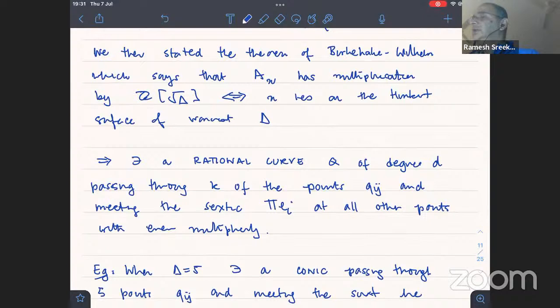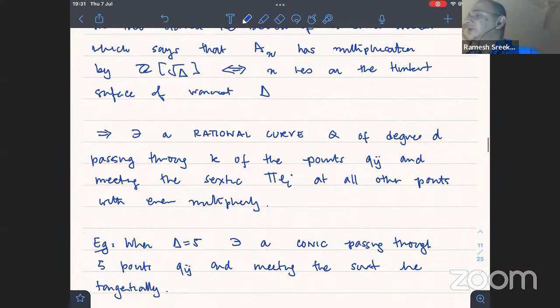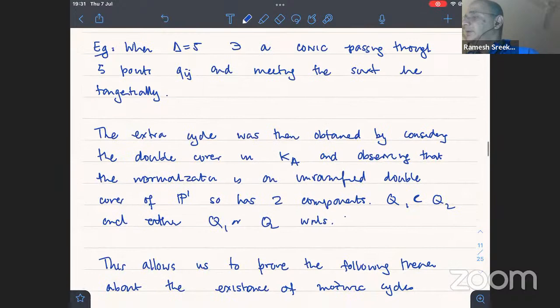All these having multiplication by Z root delta is equivalent to saying there's an extra element in the Néron-Severi group whose Humbert invariant, whose self-intersection number, is delta, or negative delta. Okay. So how do you get this extra cycle?